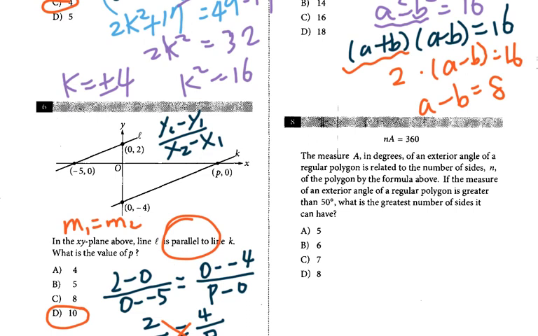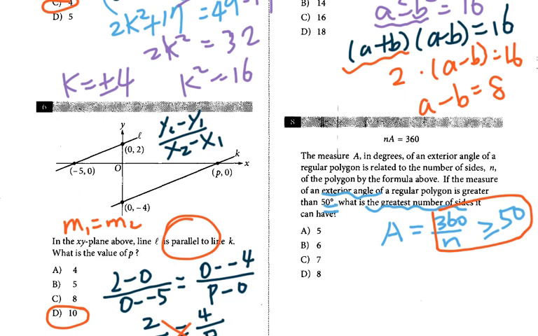For number 8, first of all, since I'm looking for the greatest number of sides, and it's given that the exterior angle is 50, let me get that angle first, because that's how we can set up the inequality. The angle will be 360 over n. They said this angle is greater than or equal to 50. And the next step is to solve this inequality.